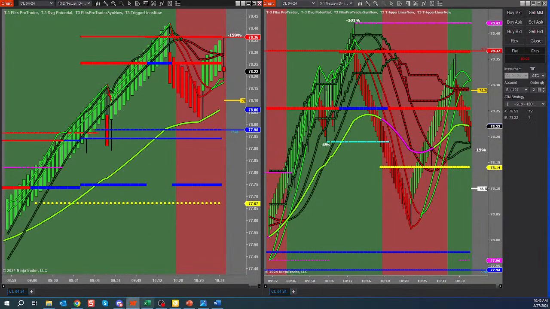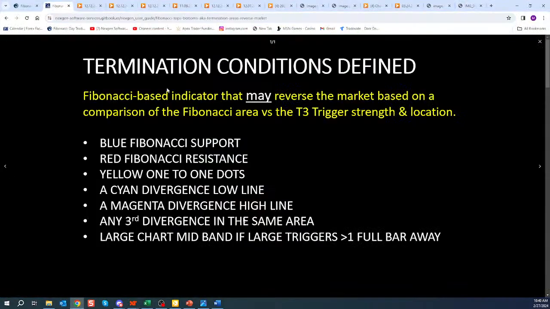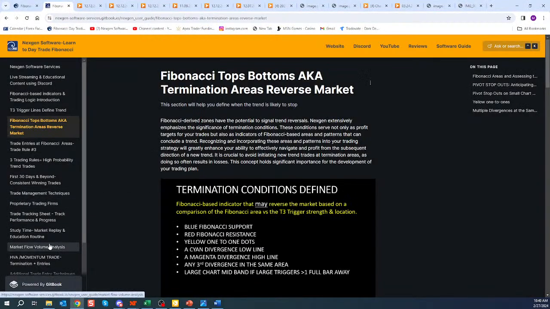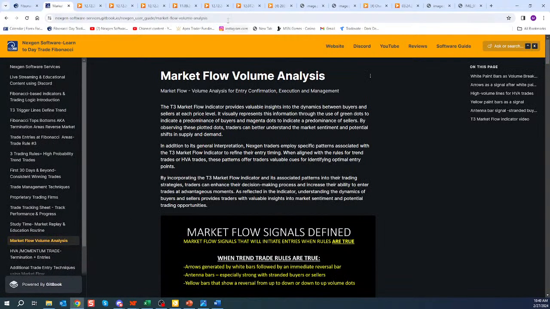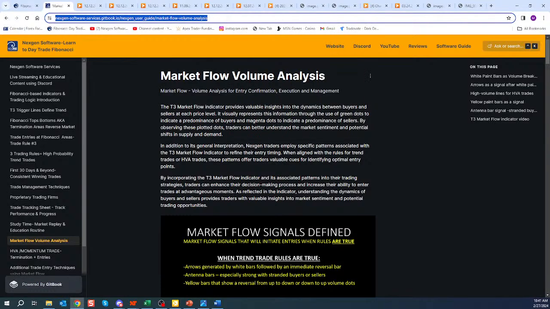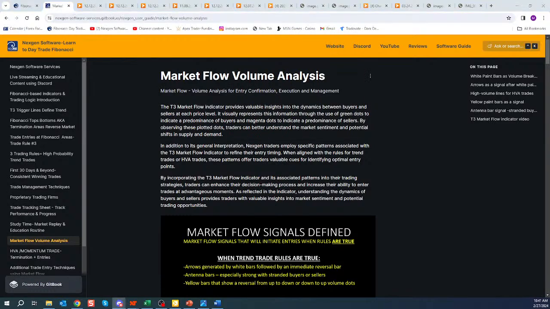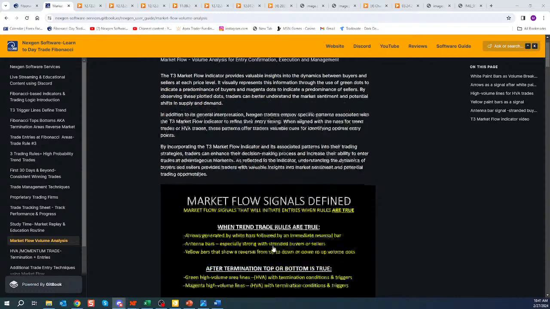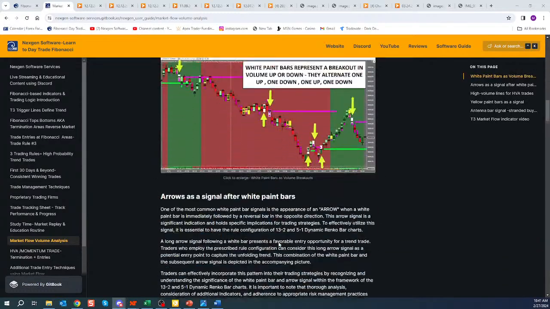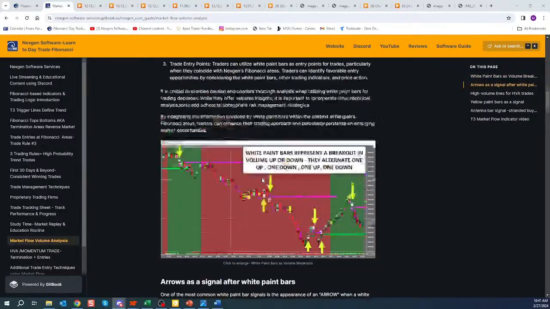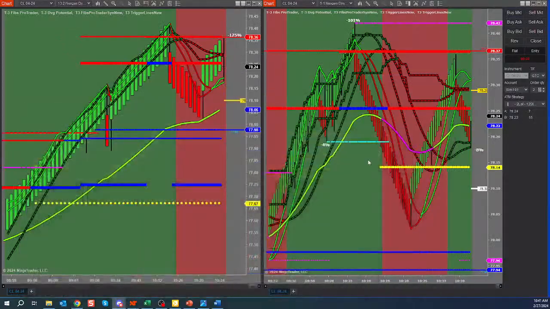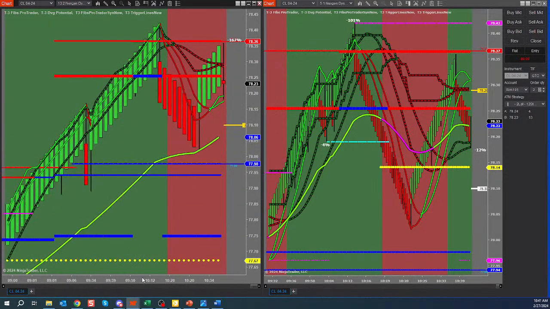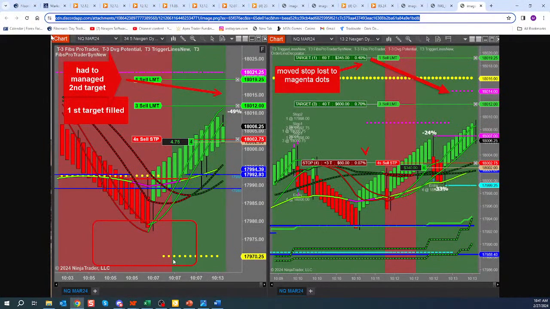I hope that was helpful. And because I like to give fish and teach you to fish, if you go to the market flow volume analysis, there are a couple of great videos and some explanations of what they are and how they work. But honestly, that market flow setup is just a momentum chart. It's the ability to capitalize on a little bit of momentum and emotion. Let me know if you need a little more clarity.